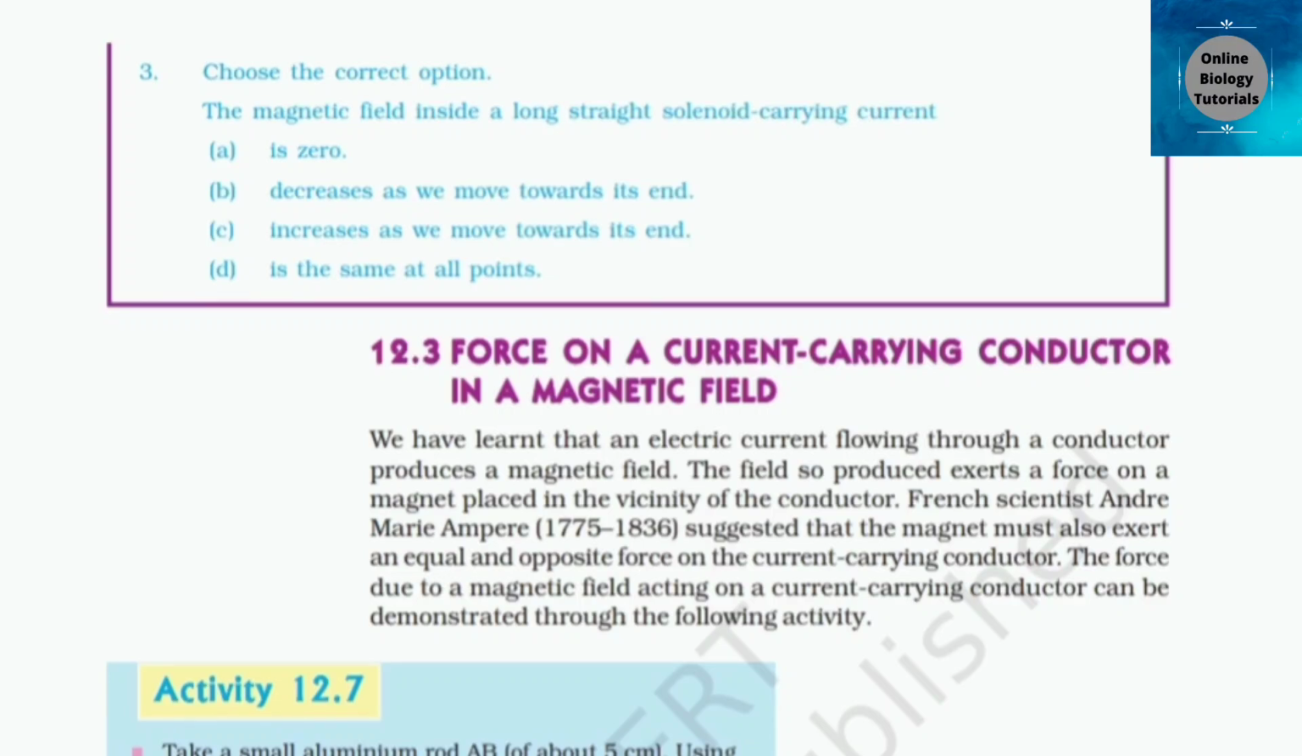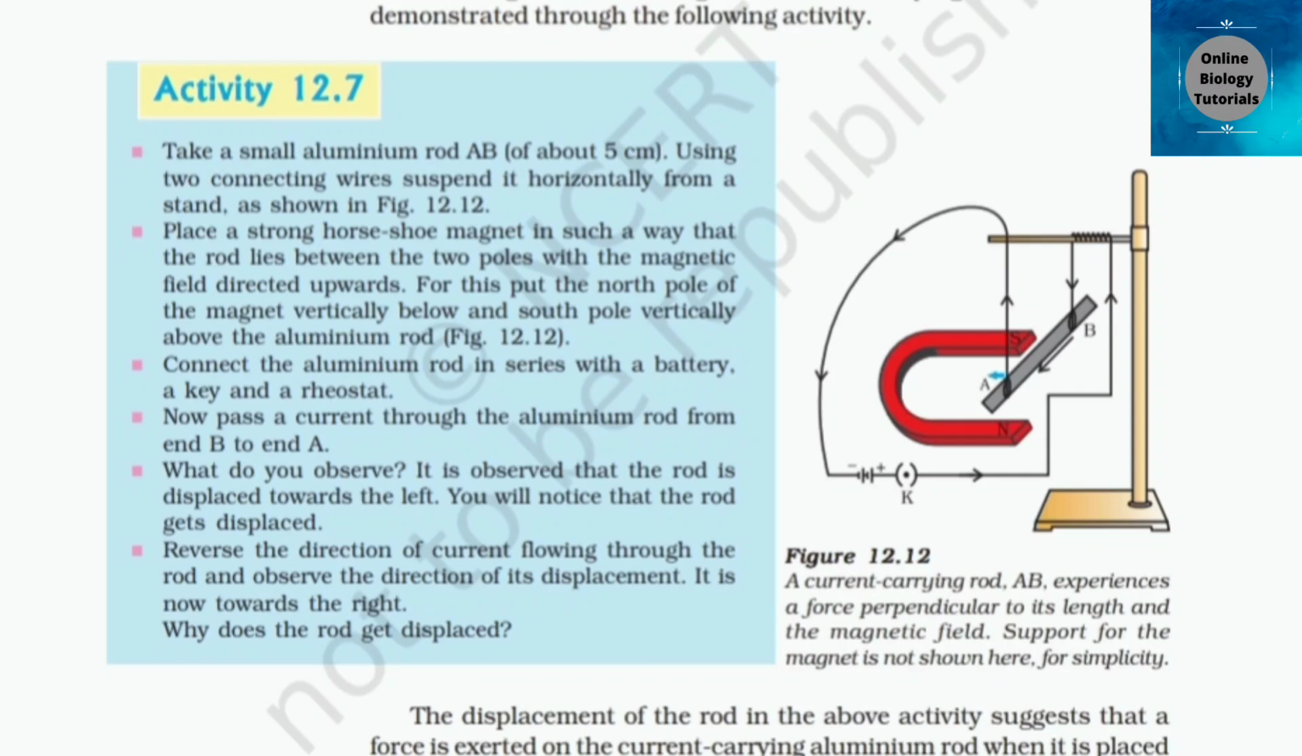Activity 12.7. Take a small aluminium rod AB of about 5 centimeters. Using two connecting wires, suspend it horizontally from a stand, as shown in figure 12.12. Place a strong horseshoe magnet in such a way that the rod lies between the two poles with the magnetic field directed upwards. For this, put the north pole of the magnet vertically below and south pole vertically above the aluminium rod. Figure 12.12.